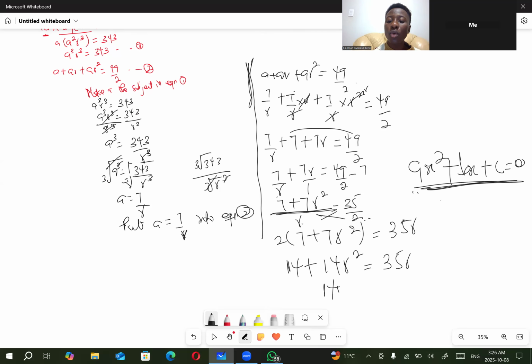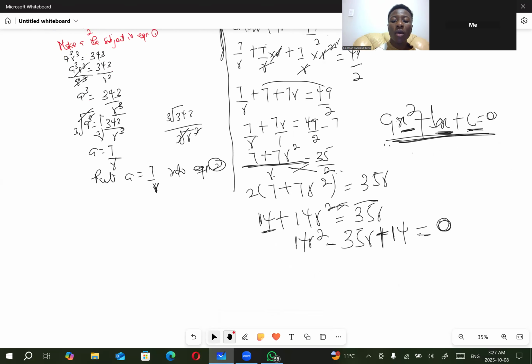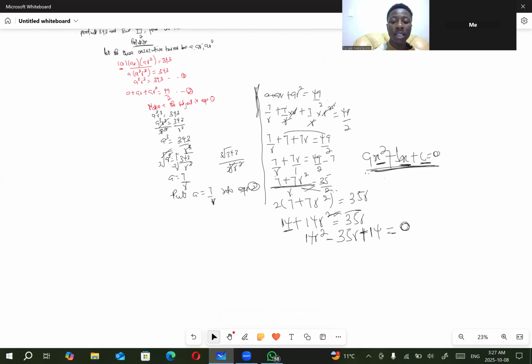So 14R squared will come first. The next one will be the R term, the reduction of the squared. So we have to bring the 35. It will be minus 35R. Then the next one will be the C, the number without variable. So it's 14. 14 is positive, so let me make it plus 14. Then equals 0. We are done. Now, quadratics, we have a special way of solving it.